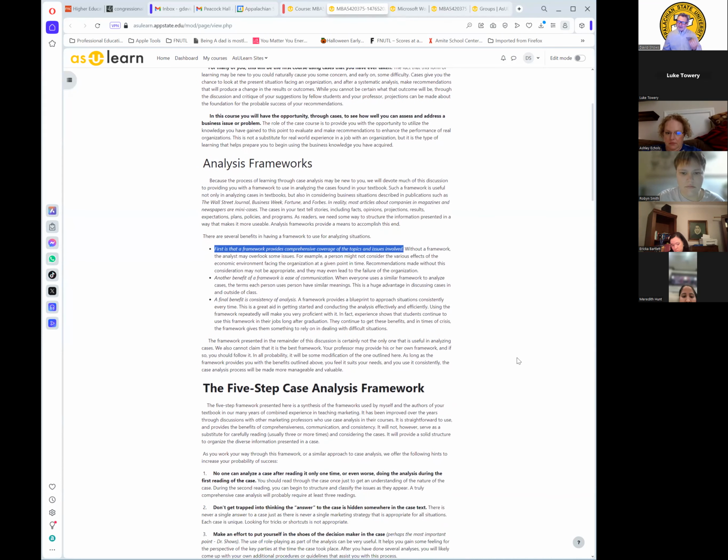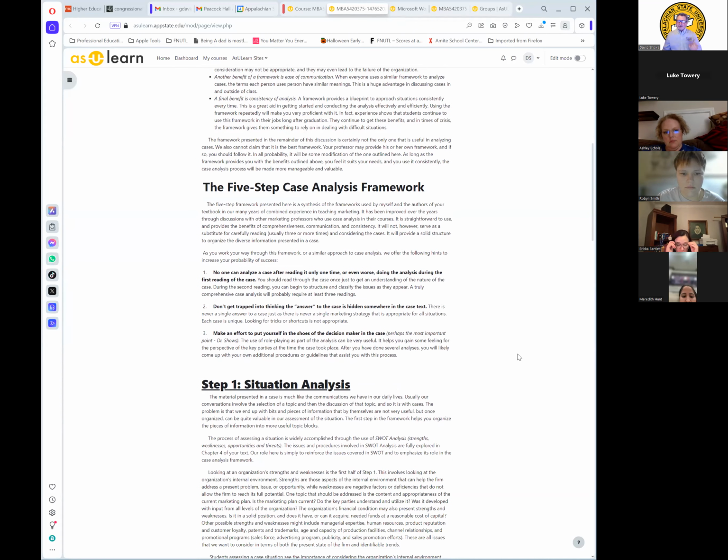So in the 5-step analysis framework, there are 3 things that I want you to understand when you're doing cases. The first is that no one can analyze a case after reading it one time, or do the analysis during the first reading, okay? So my recommendation is to first read the case. And I will be honest, I take notes along the way, and I can't help it because that's what I've learned during the years. So see, here I am violating my first thing.